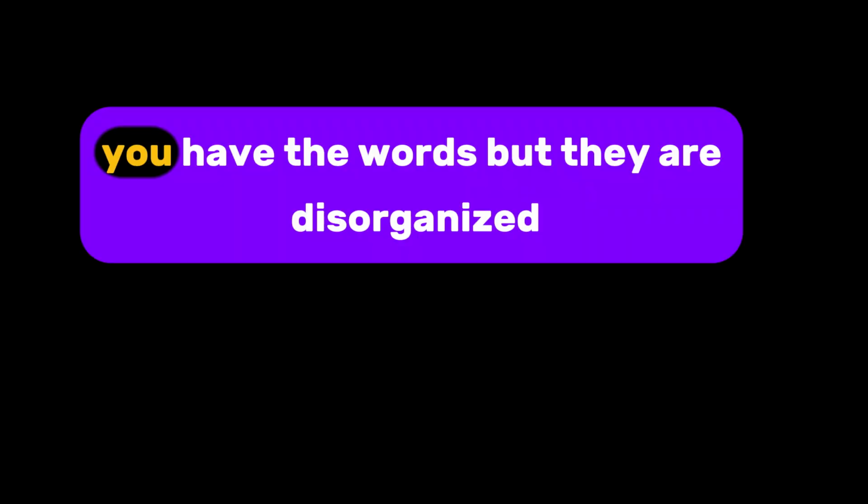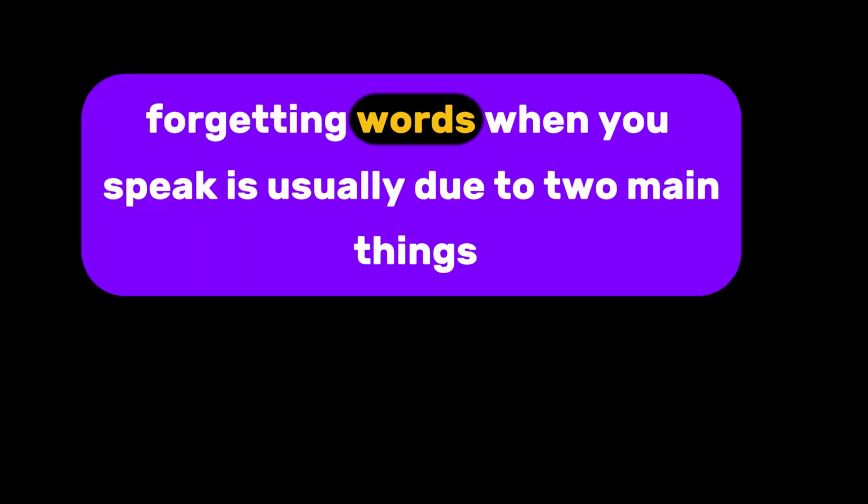Why? Because your brain is like a fridge full of ingredients. You have the words, but they are disorganized. Sometimes you open that fridge, and because you can't see all the ingredients, you don't know what to make. Forgetting words when you speak is usually due to two main things: stress and trying too hard when you speak. If you relax, it's much easier for words to appear in your head.